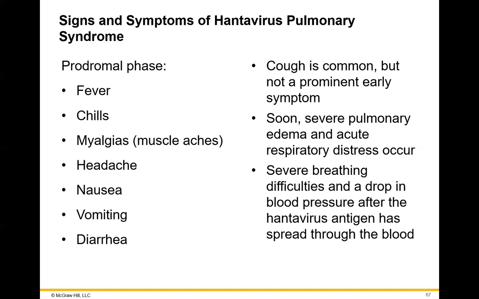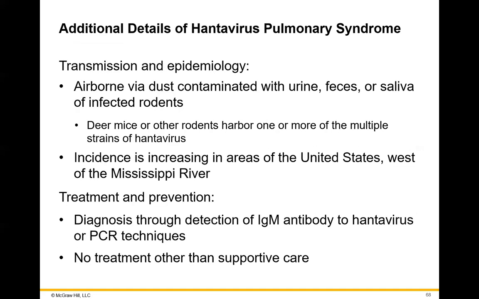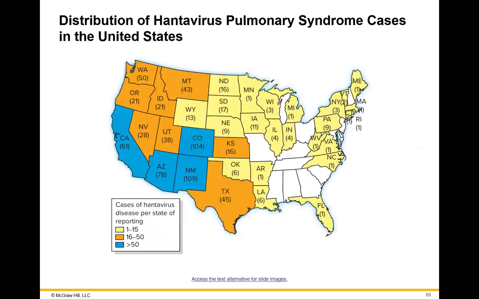Prodrome, which is our early symptoms, the first symptoms you'll see, are going to be just that you're sick. And then it'll develop into the respiratory aspect where you'll have respiratory distress and then severe respiratory issues leading to potentially shock or hemorrhaging and viremia. So again, it's airborne from the droppings from these rodents. There are no treatments for this. And again, 33% mortality rate.